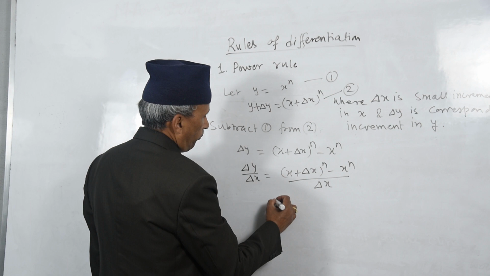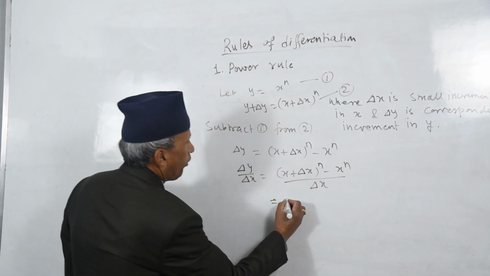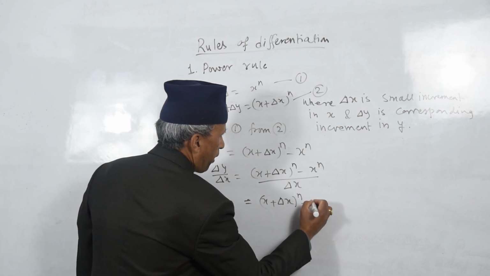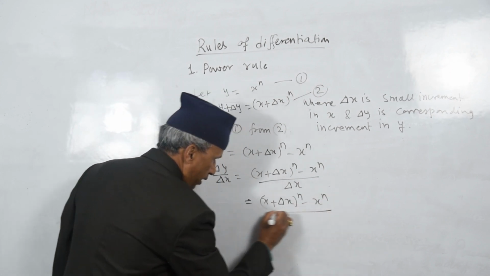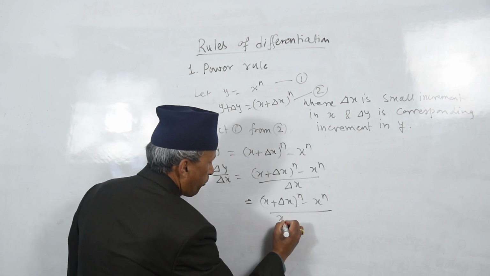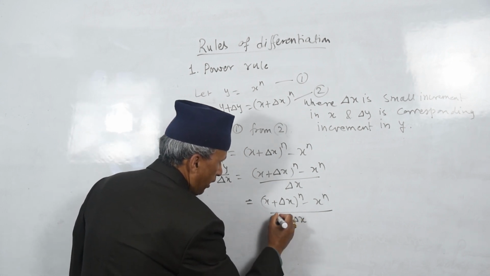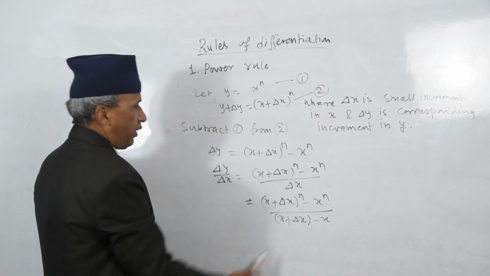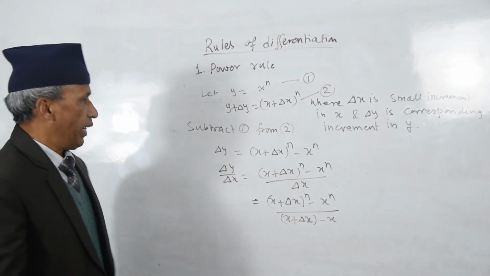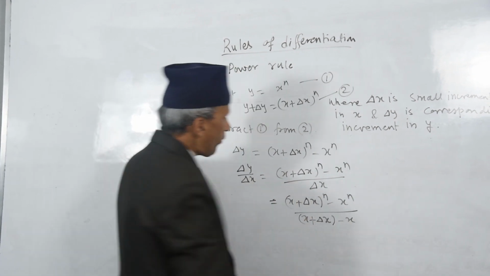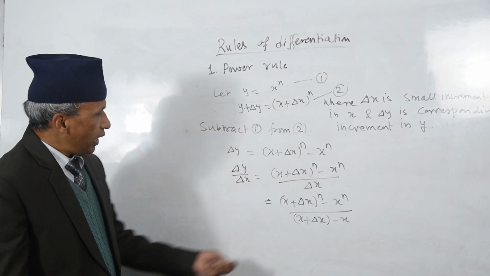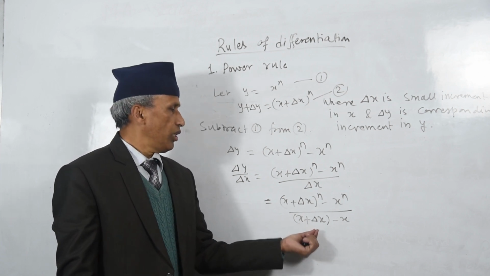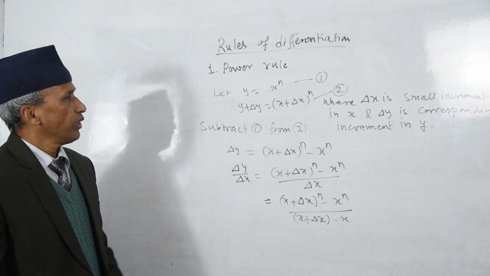Then it will be equal to (x plus delta x) to the power n minus x to the power n, divided by, this can be written as, (x plus delta x) minus x. These two x cancel, so you will be left with delta x. So why did I write this x plus delta x here? It is because we have to use the concept of limit.